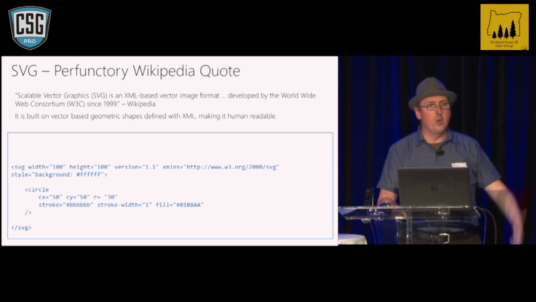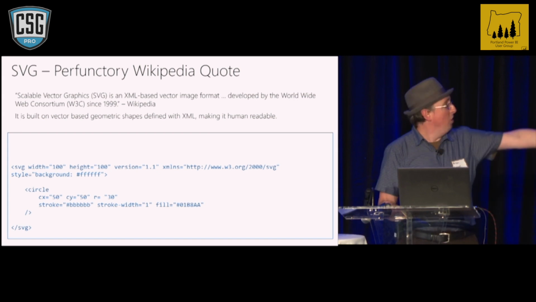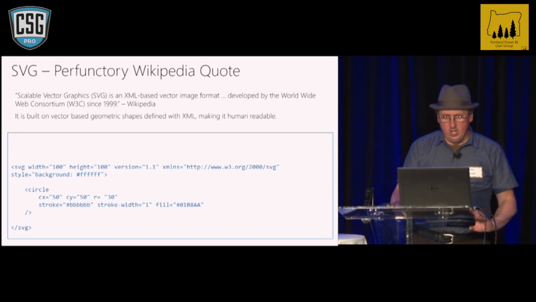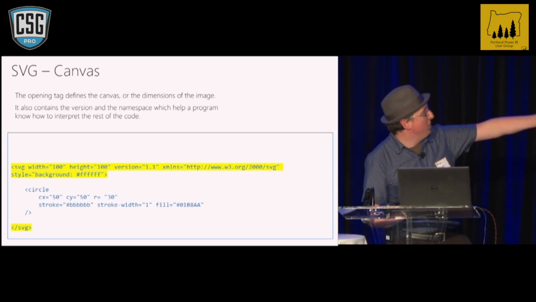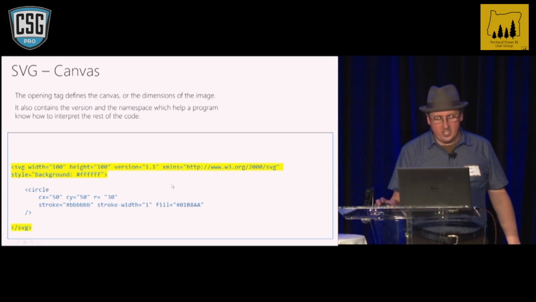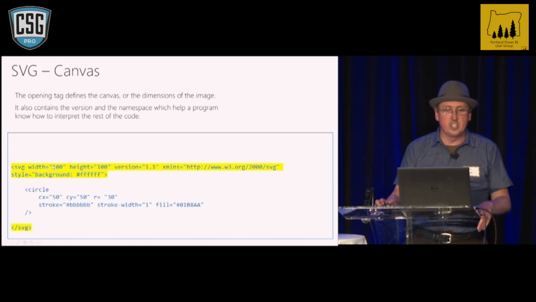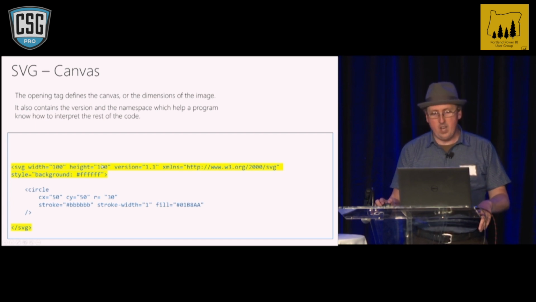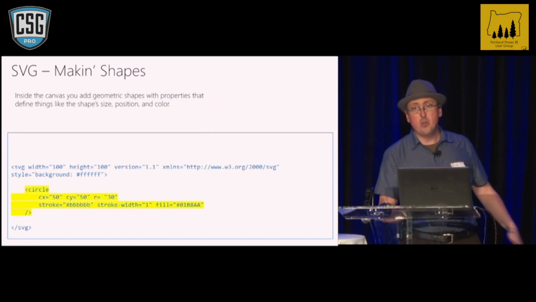So anybody ever open up a web page and look at the XML, HTML behind it? Yeah, so it looks a lot like that. It's XML-based, right? So let's dive into some of the stuff that's in here. Whenever you've got an SVG image, the first and last thing you're going to have is the opening and closing tags. This says, here's where the SVG image starts, and here's where it ends. This is also where we put things like how many pixels it is. This image is 100 pixels wide by 100 pixels tall. And then inside of that canvas, that's where you put all of your shapes.